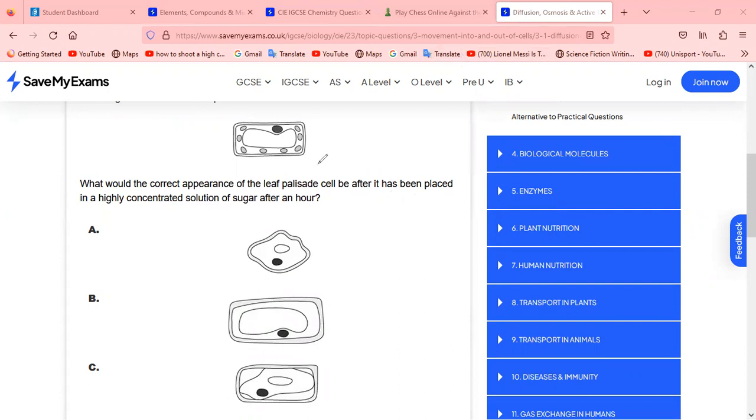So that means there will be high water, dilute here, and then from dilute to concentrated. I think water will move out. Wait, no, it'll move from dilute, out of the palisade cell, which will make it become flaccid.